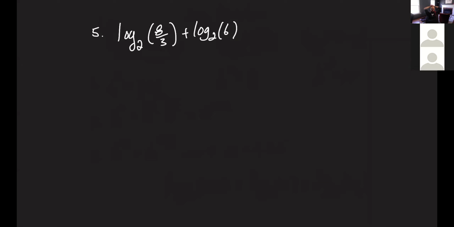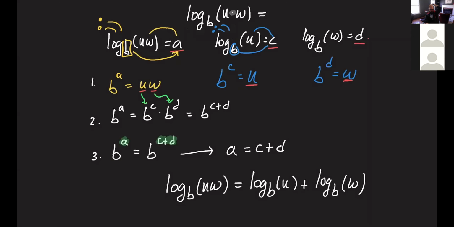If we have something like this, there are multiple ways to think about the identity that we just developed. One way is to take products like this one and turn them into additions, but we can also use additions and then turn them back into products.